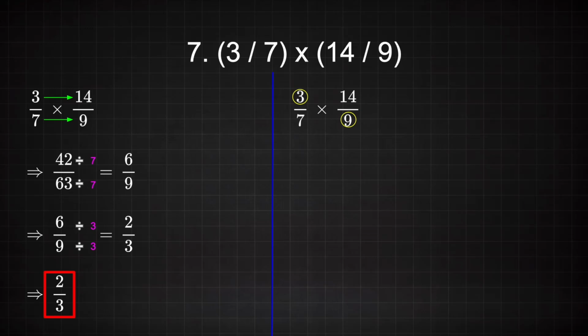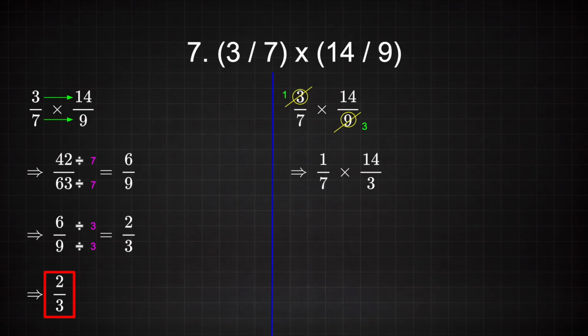The answer is yes. 3 and 9 are both divisible by 3. 3 divided by 3 is equal to 1, so we cross out the 3 and place a 1 next to it. 9 divided by 3 is equal to 3, so we cross out the 9 and place a 3 next to it. We get a new expression of 1 over 7 times 14 over 3. Notice how we replaced the yellow crossed out numbers with the green ones.